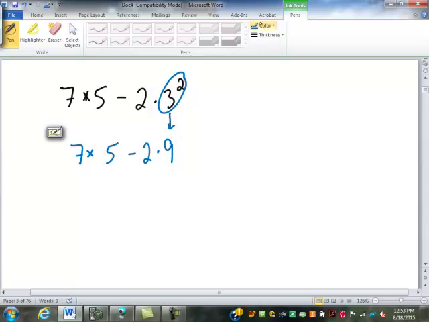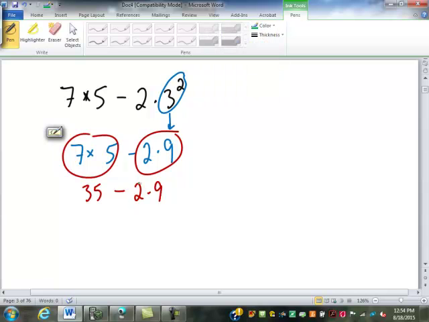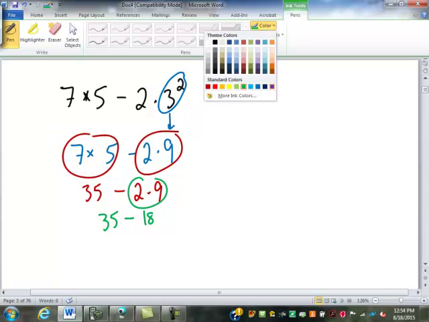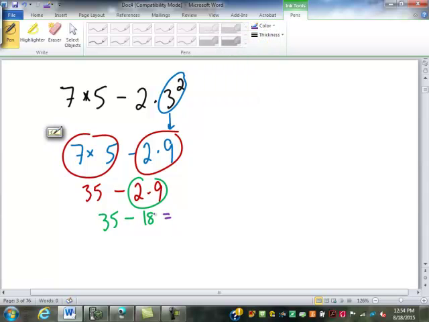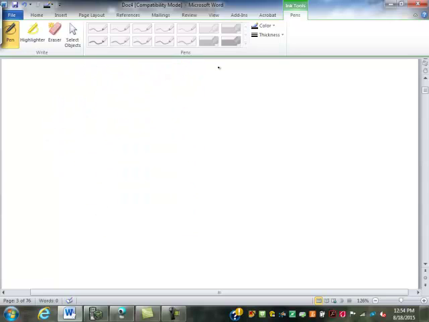Now what? Yep, I have 2 multiplications, the 7 times 5 and the 2 times 9. I'm going to go left to right. 7 times 5 is 35. Next, 2 times 9 is 18. And now, of course, all I have left to do, subtract. 35 minus 18, 17. Good. Any questions on that one?